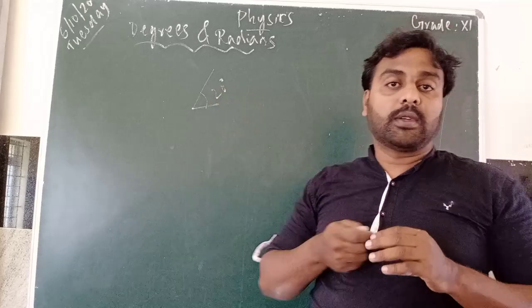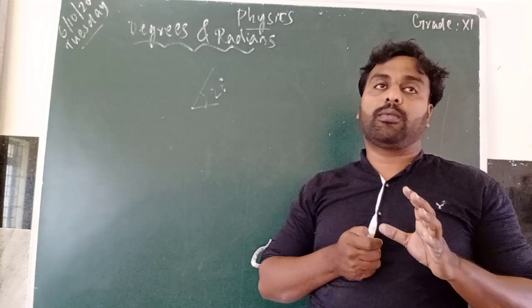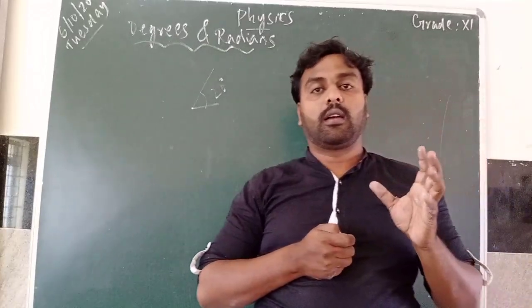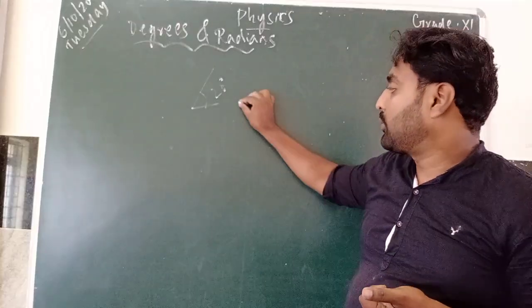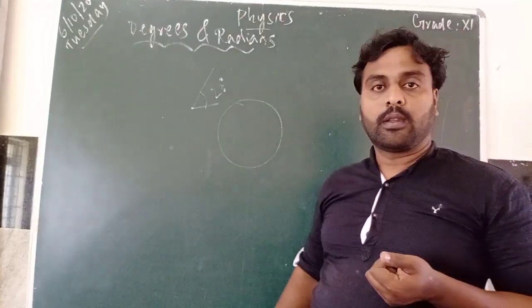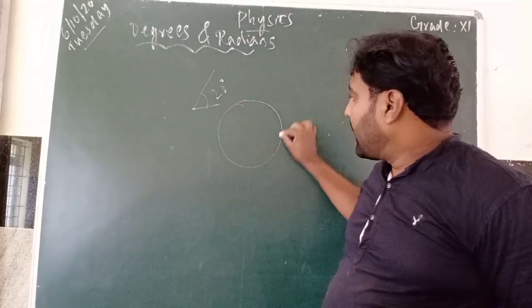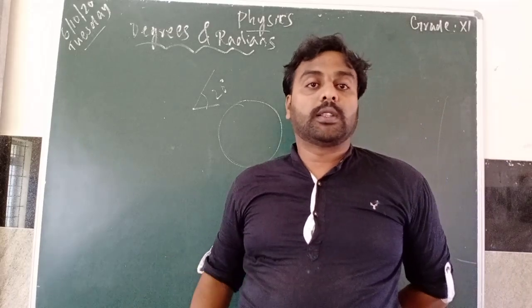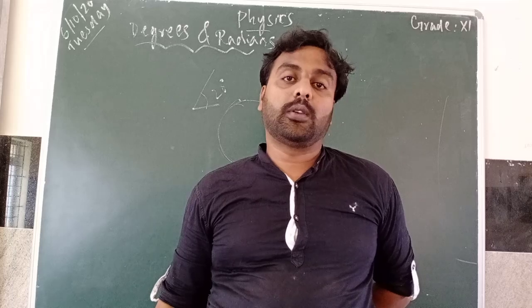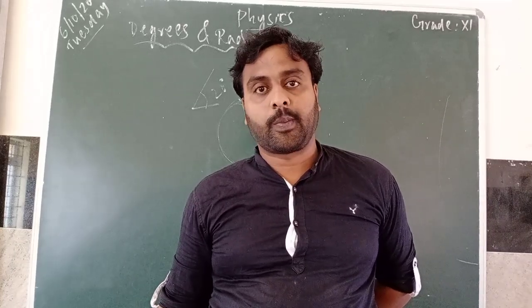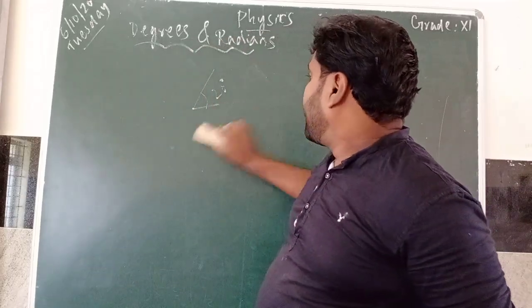This type of angle we measure using degrees, and suppose we are measuring the area, volume, circumference of a circle or surface area. Suppose we are taking a circle. If you are finding the area of this circle, or volume, or circumference of this circle, we use the unit radians also. So, what is meant by radians? What is meant by radians?